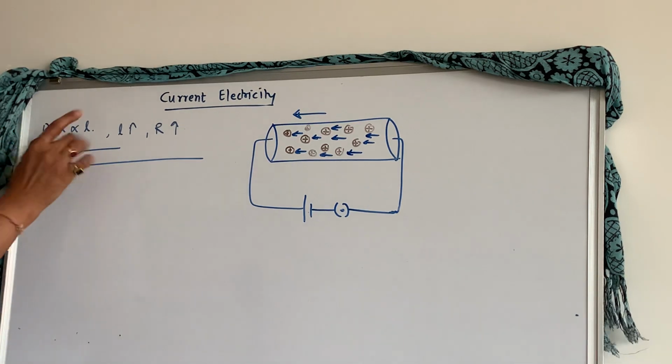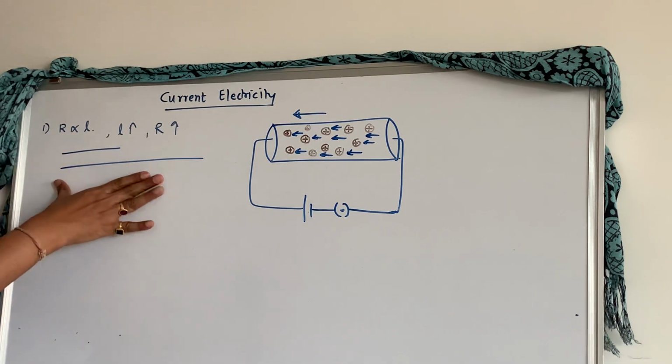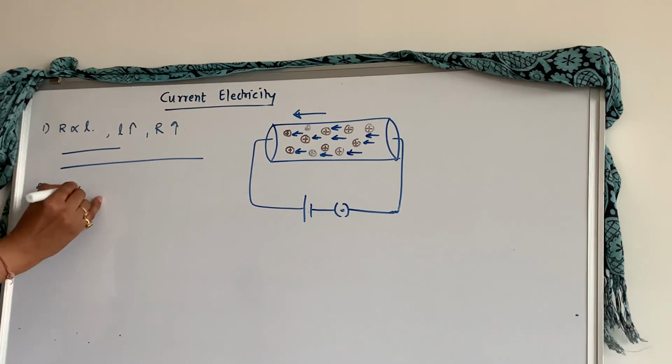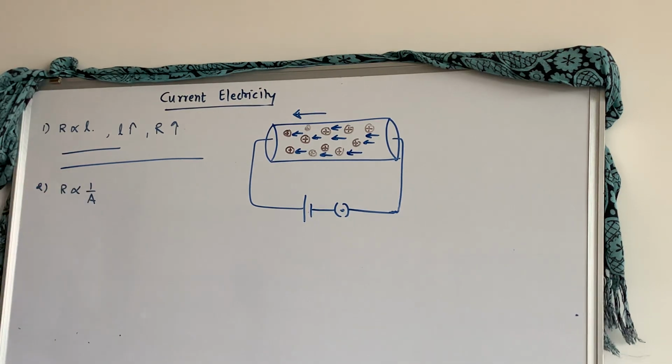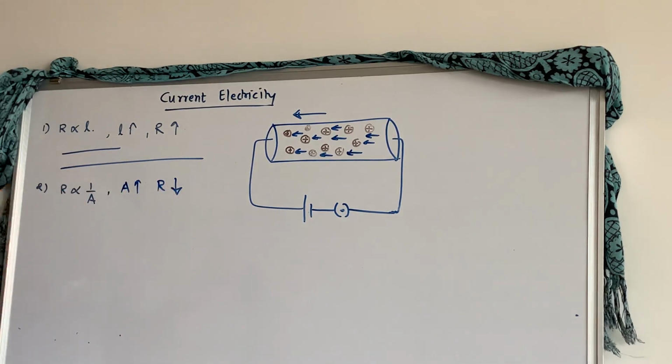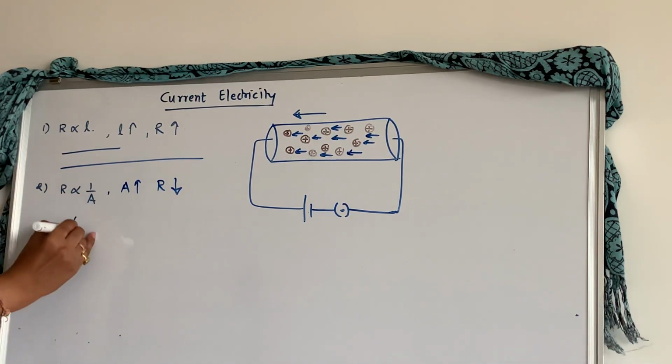So if you increase the length, resistance will also increase. Second part, resistance is inversely proportional to area. Now here, if I increase area, resistance will decrease. Why? Check this part.